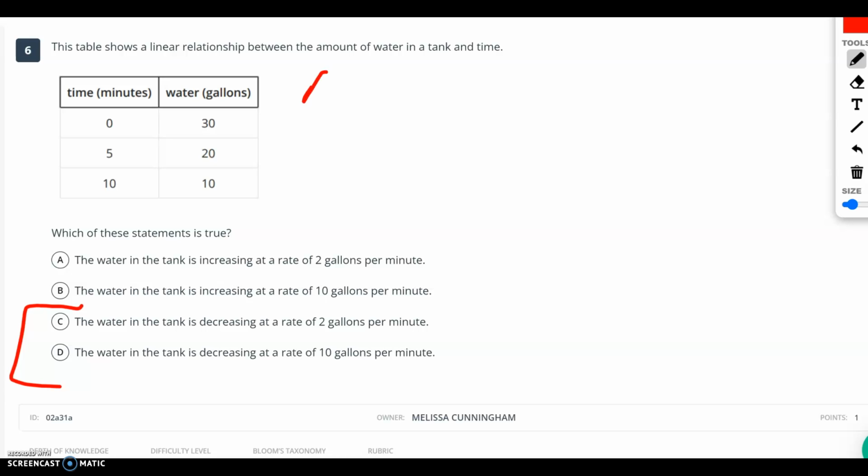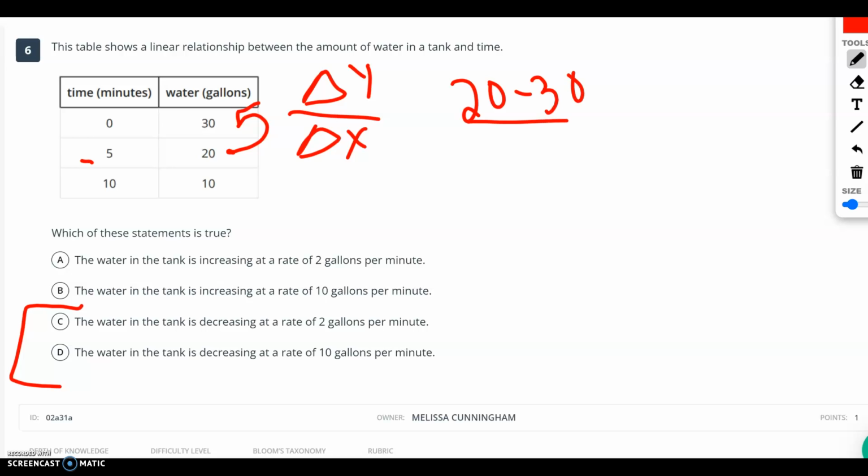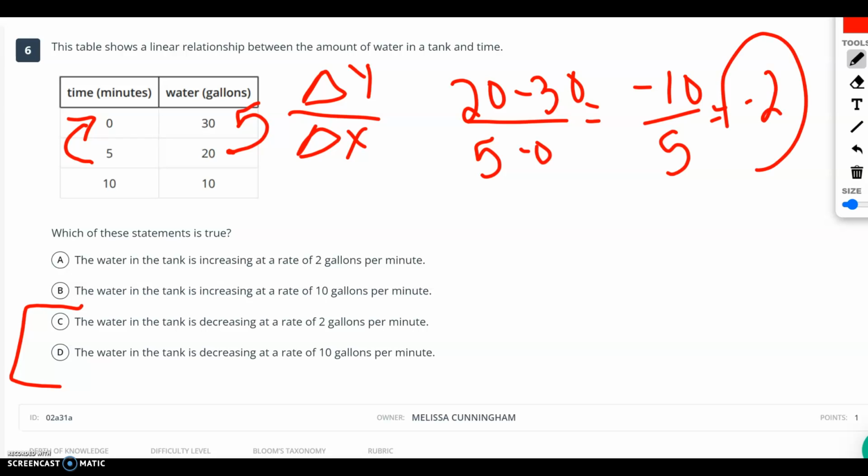When we're doing this, remember in a table, we're doing the change in y divided by the change in x. So the change in y, we're looking right here. We have 20 minus 30 over the change in x. 5 minus 0. That's going to give us negative 10 over 5. We divide that and get negative 2. So it was decreasing at 2 gallons per minute, which would be C right here. All right.